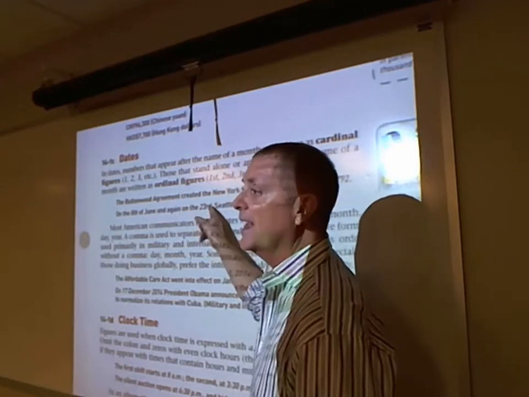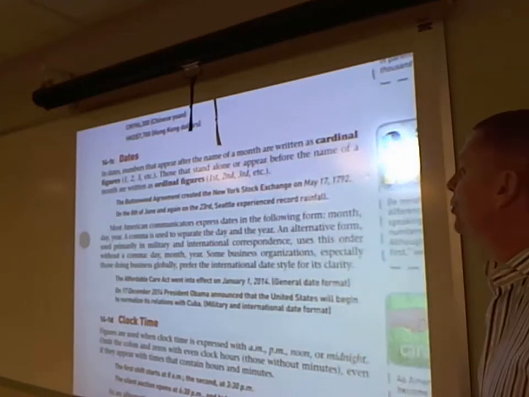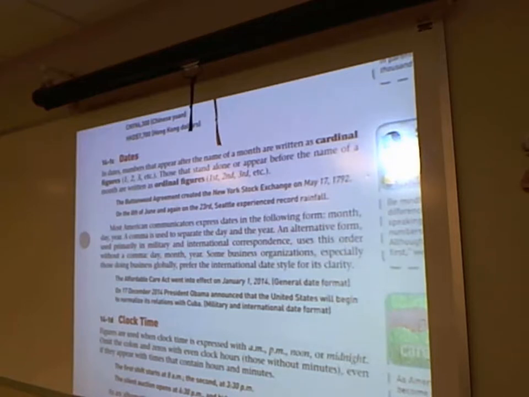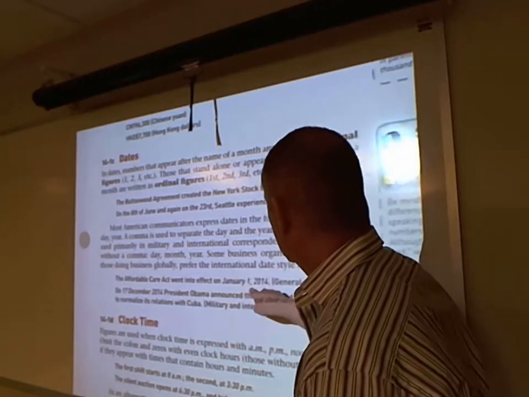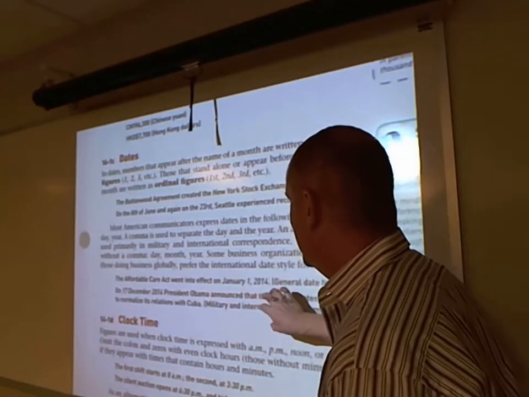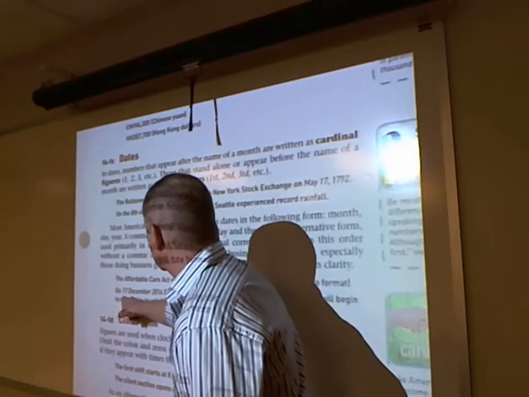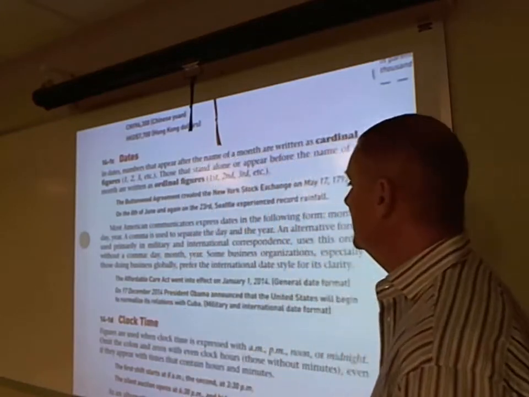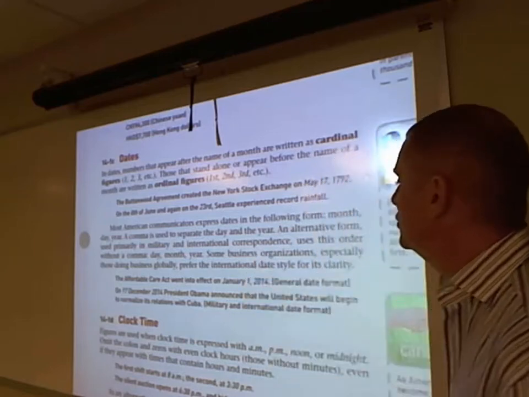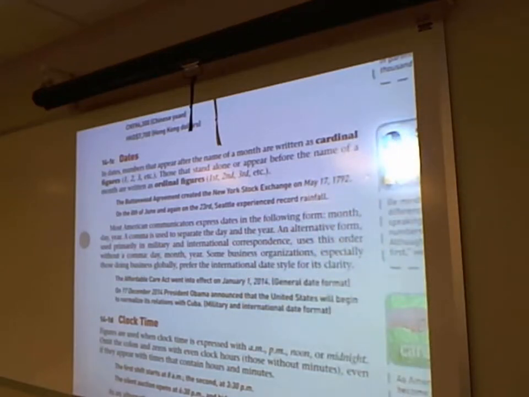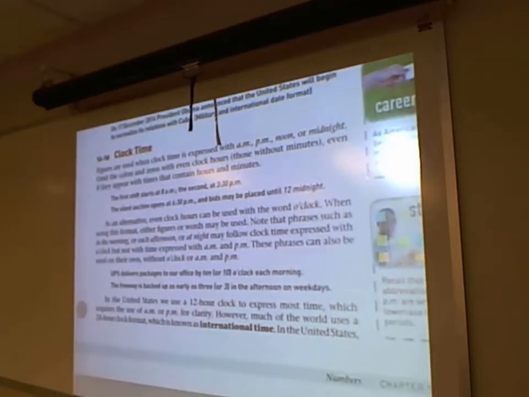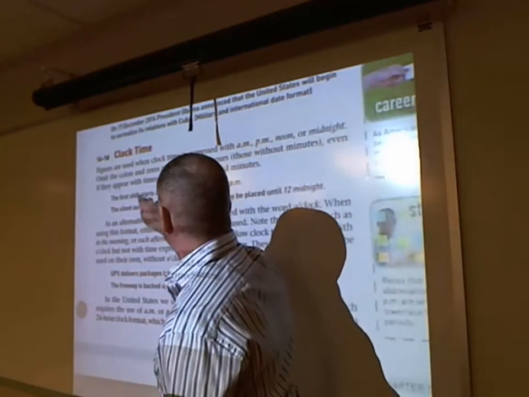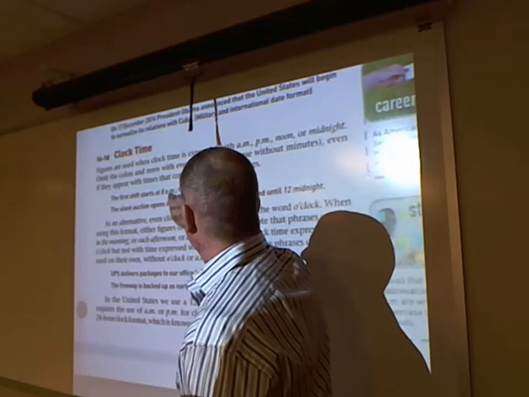Okay, let's see. And then there's other formats. The general date format is January space 1, 2014. And then in military time, this is on 17 December 2014. In business we use the general date format. Clock time, AM and PM, use a figure before it. The first shift starts at 8 a.m., 8 period, M period, in lowercase letters, not uppercase. And the second at 3:30 p.m.